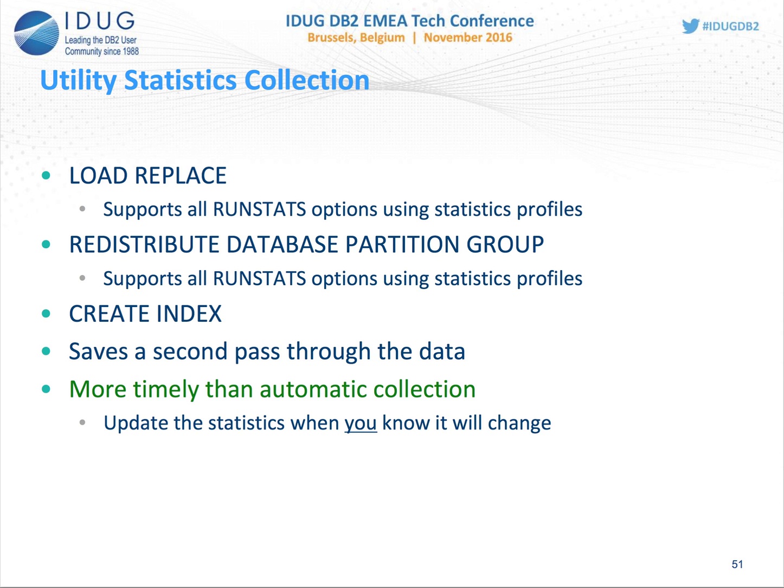The redistribute command also collects stats and uses the stats profile. You can collect stats and create index. I'm going to show an example of that. The advantage is that it saves a second pass through the data to do the stats collection. The other key thing is that if you're using auto run stats, it's great. If you did these operations, auto run stats is eventually going to kick in and collect stats to reflect them. But it's just better for the system to have more timely stats, so you use these options when you create the index.